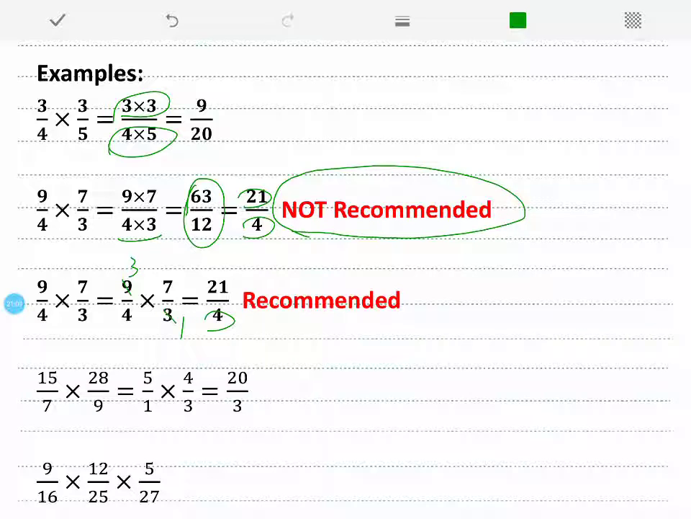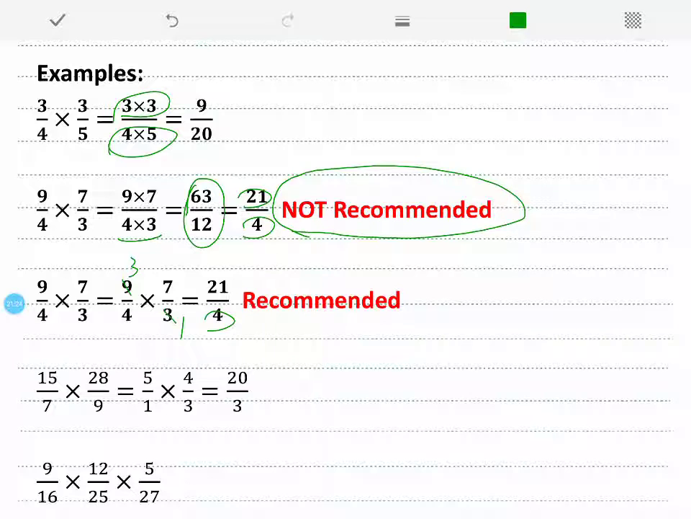And similarly, another example is 15 over 7 times 28 over 9. Do not calculate 15 times 28 and then calculate 7 times 9. It will be more complicated.